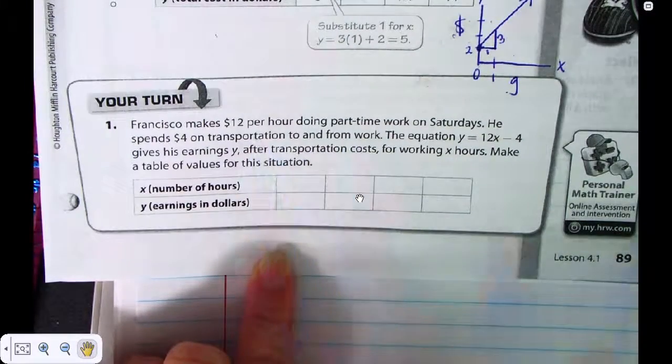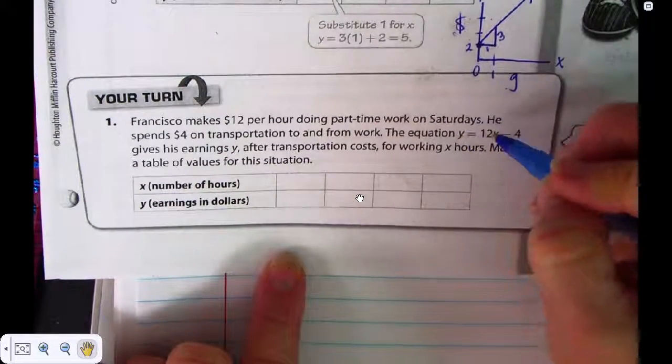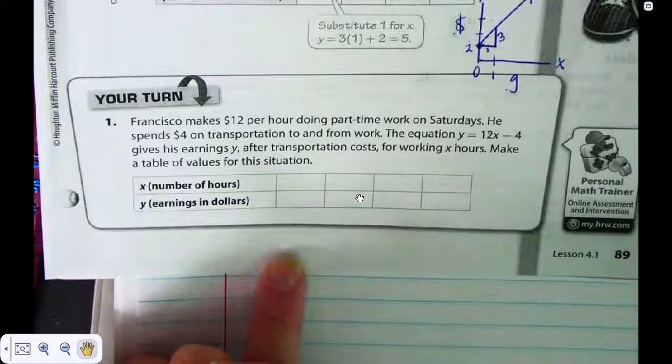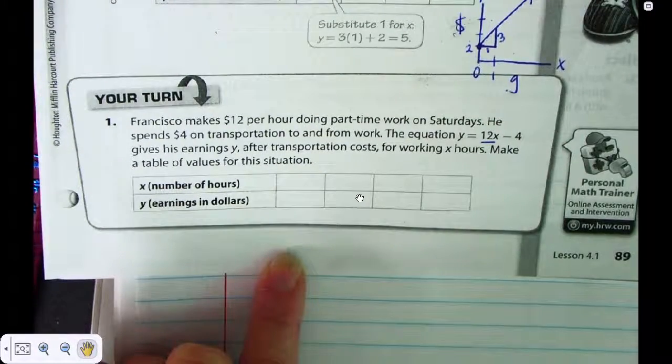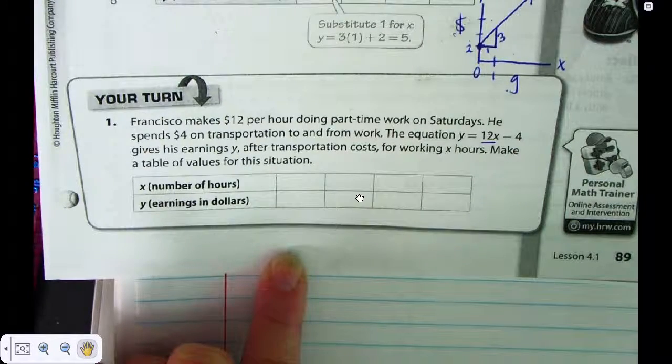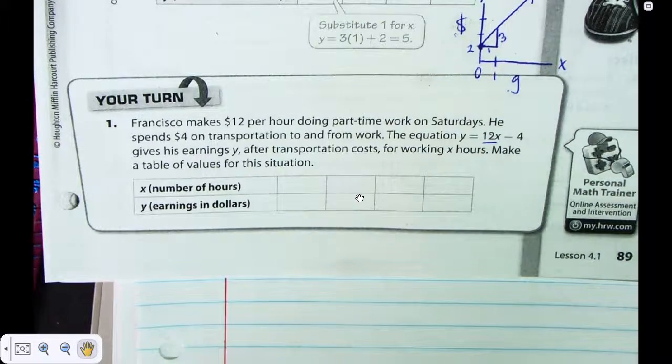So he makes, y is what he makes. 12 represents what? It's the slope, which is the rate of change, $12 per hour. x is the hours. And what does the -4 represent? It's the y-intercept, but it's for transportation. He's going to lose $4 that day.